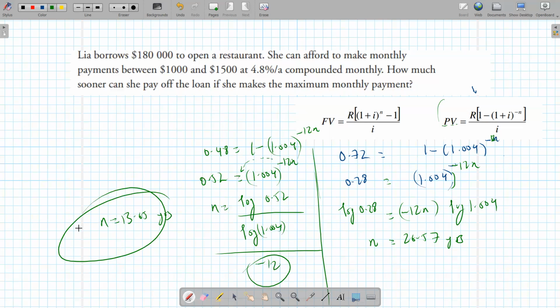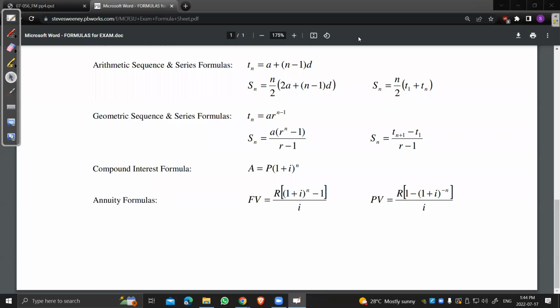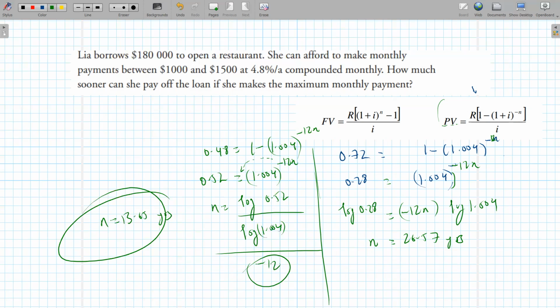Okay. So if he makes the maximum payment, the time almost halves. Cool. How do we do this using technology? Because that's also a skill, right? Using technology to do a question like this.